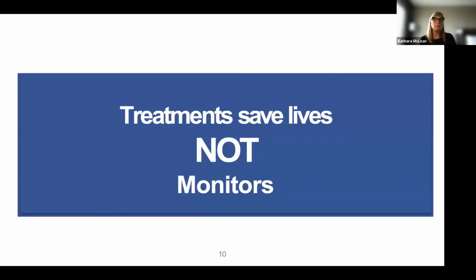Treatments save lives, not monitors. Whatever monitoring you're doing, do it well, understand it, apply it critically, have good thinking, try to evaluate it effectively with critical thought analysis. Put together a presentation before you communicate to your provider so that you are actually providing them with data where they can make good decisions about what needs to happen next.